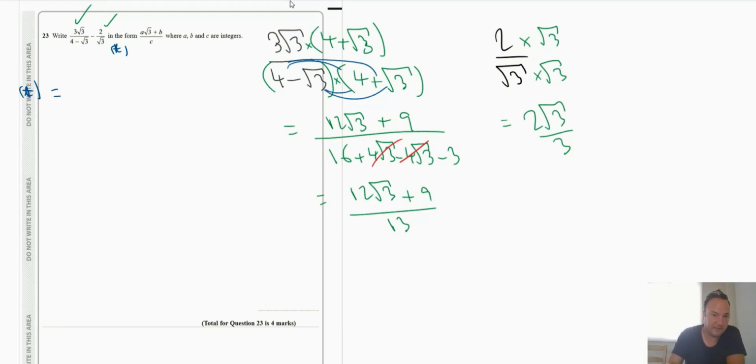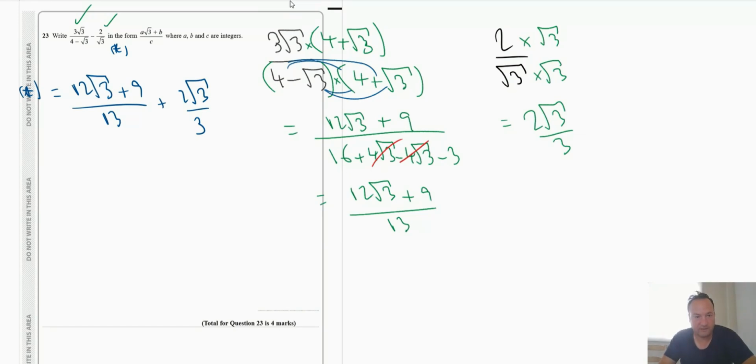All really good time management. So we've got 12 root 3 plus 9 over 13, plus 2 root 3 over 3. I'm going to put brackets around the 12 root 3 plus 9. That's going to make more sense as we combine these two fractions.